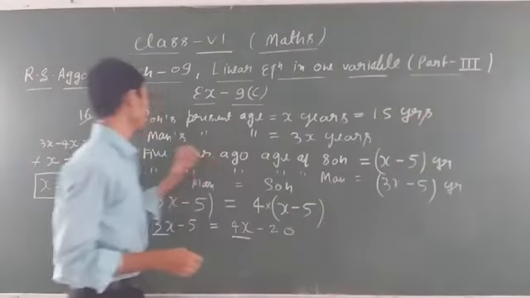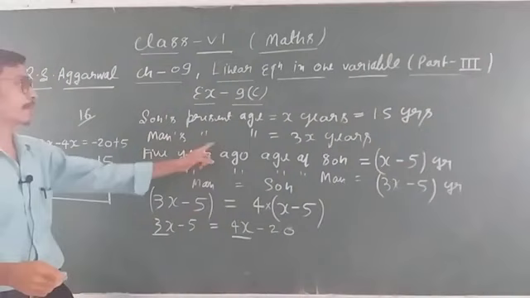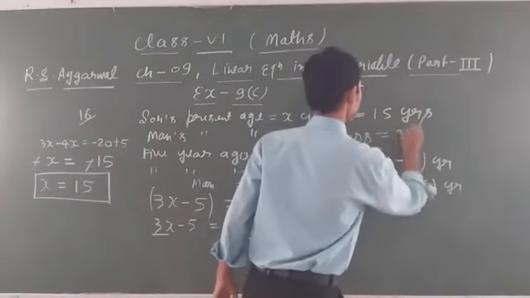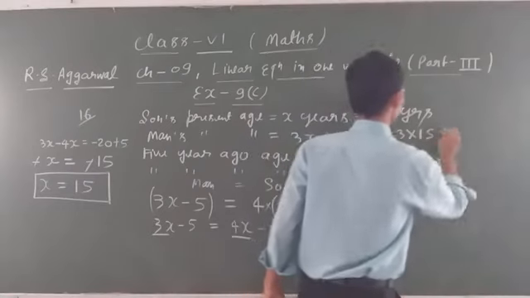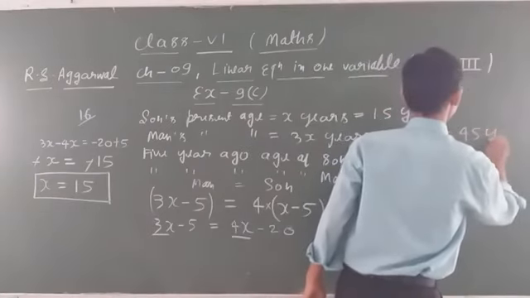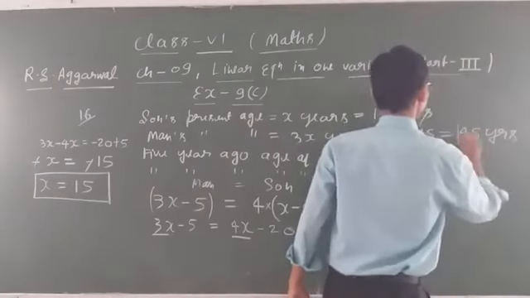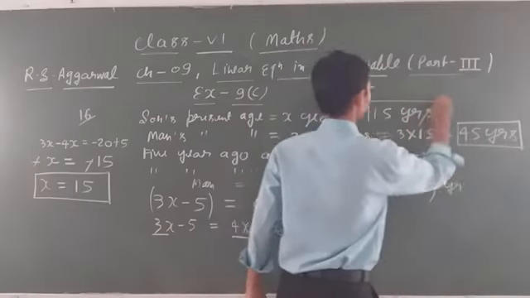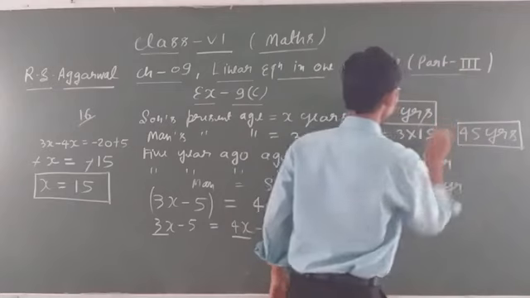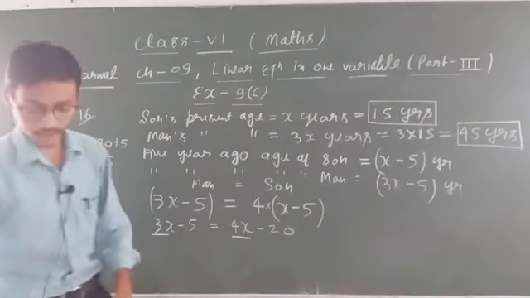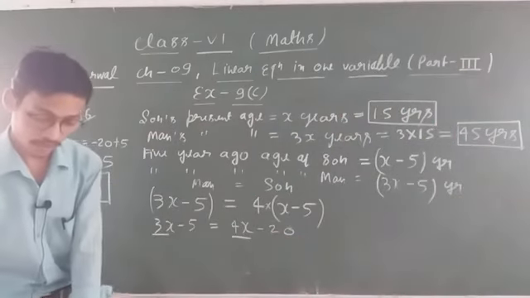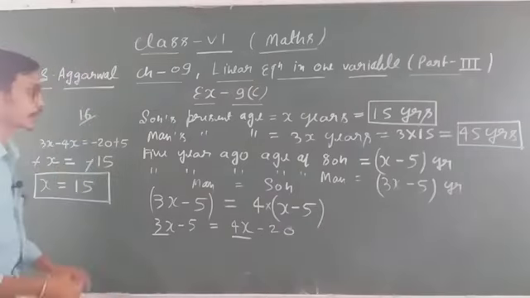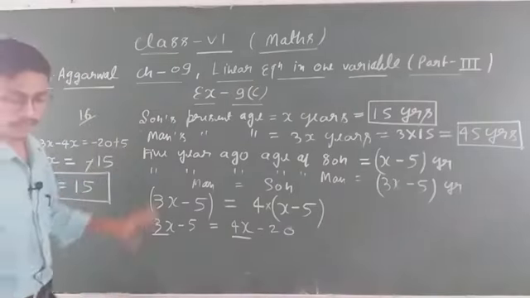Clear? What was the age of man, student? The age of man is thrice, right? Thrice means 3 multiplied by 15, so this will come 45 years. Clear? So this is the age of man and this is the age of son. Clear, student? So using this process you are able to solve all the questions based on this. Clear, student? So I think this process is clear.